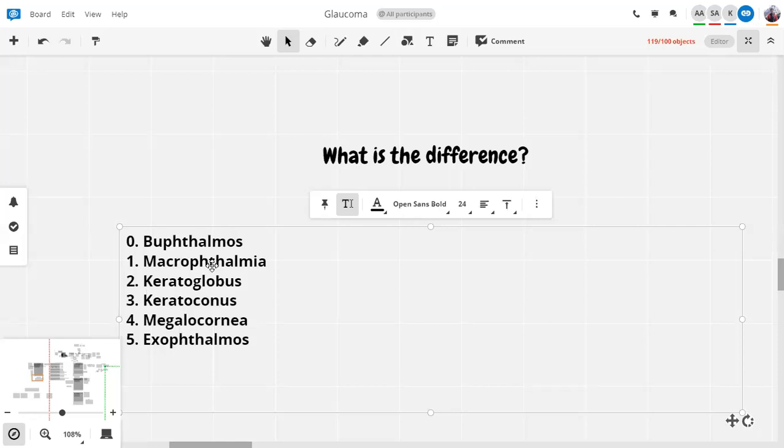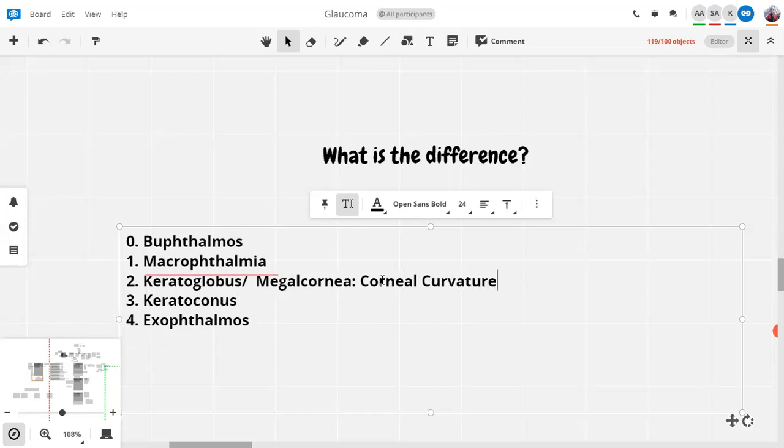What is it? So keratoglobus. What is a keratoglobus? Keratoglobus is also called megalocornea. I'll have to confirm this, but Jogi says that these are the same thing. If they're not, I will correct this. So keratoglobus or megalocornea means that the corneal curvature is enlarged or increased.